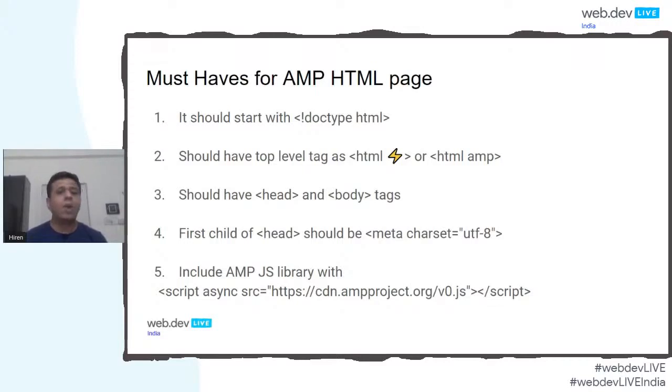Second, the top-level tag of your HTML should be html amp, so that Google Cache can identify this as an AMP page, and the other content inside it will also be considered AMP and rendered accordingly. So this is the second requirement to create an AMP page: your top-level tag should be html amp. It should have head and body tags.